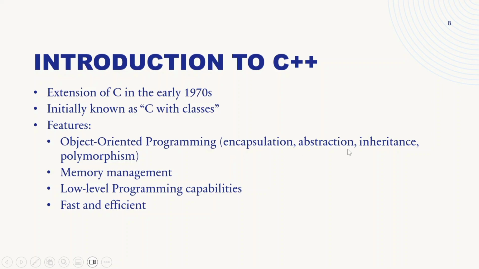Encapsulation, abstraction, inheritance, and polymorphism, these are the four pillars of object-oriented programming that we will learn later on in detail. And also some low-level programming capabilities such as memory management are also possible in C++. And moreover, C++ is also relatively very fast and efficient compared to other high-level programming languages.